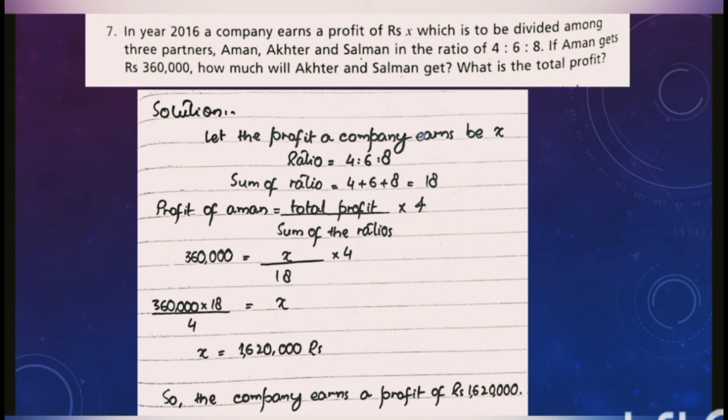Okay, and we don't know the total profit, so we have written x over here, and we know the sum of the ratios, which is equal to 18, so I wrote 18 in the denominator. Now we need to find the value of x, which is the total profit. So leave the x alone on the right hand side and shift all these values, 18 and 4, towards the other side, and after solving this we have got x equals 1,620,000 rupees. Okay, so the company earns a profit of this many rupees.